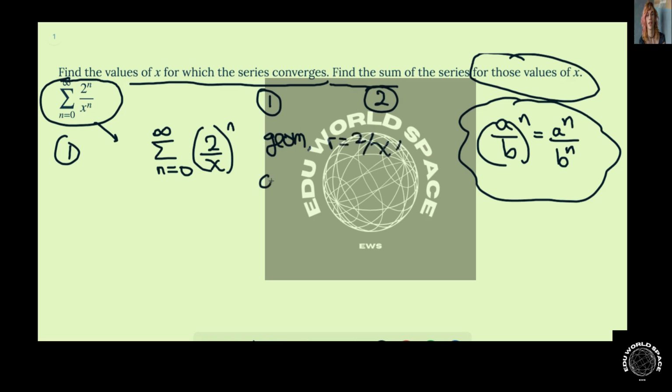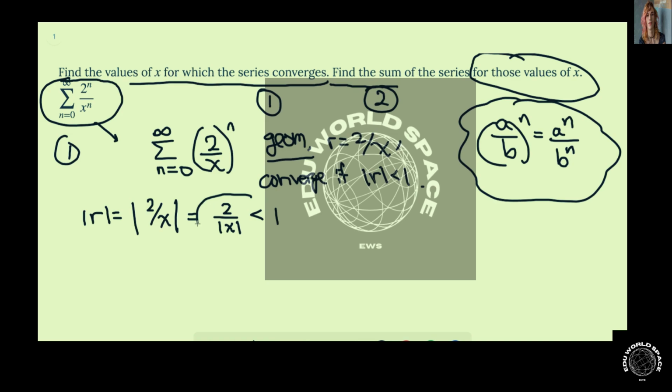And I know that a geometric series will converge only if the absolute value of r is strictly less than 1. That's the requirement for convergence for geometric series. So in our case, we have absolute value r, absolute value 2 over x. Let's always simplify that before setting it less than 1. So I'll write this as 2 over absolute value of x, since 2 is always positive, less than 1. Then go ahead and solve this inequality.